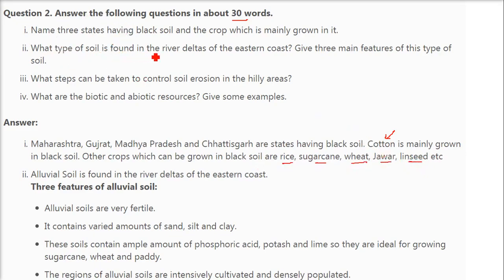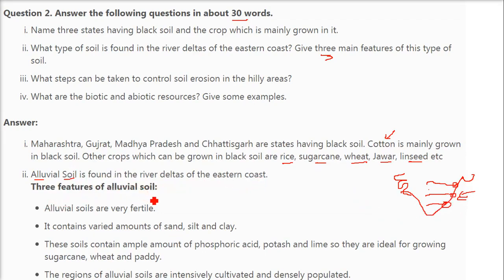Next, what type of soil is found in the river deltas of the eastern coast? We have to give three main features of this type of soil. So alluvial soil, jalod mitti, is found in the river deltas of the eastern coast. On this coast of India we find alluvial soil mostly, in the Krishna, Kaveri and Godavari delta areas.